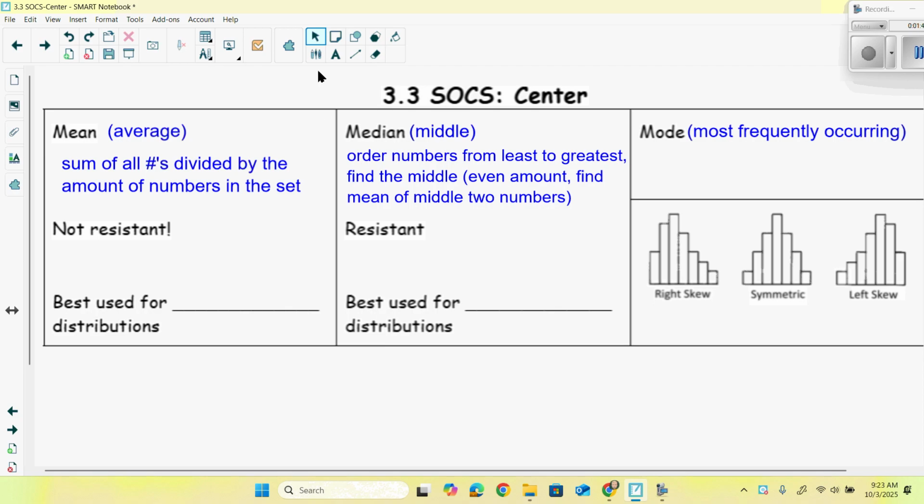So if I did have numbers like 1, 2, 3, 4, 5, 6, then 1, 2, 3 would be on the left side, and 4, 5, 6 would be on the right. So it's between 3 and 4. You do 3 plus 4, divided by 2.